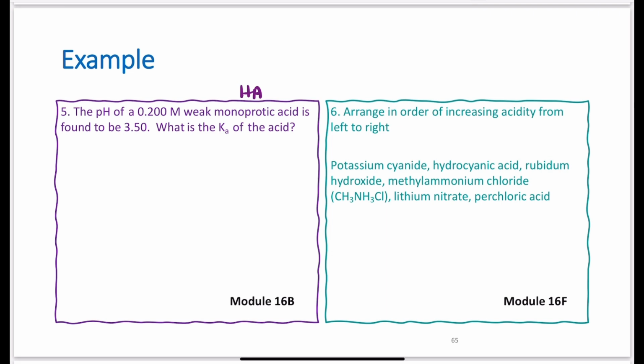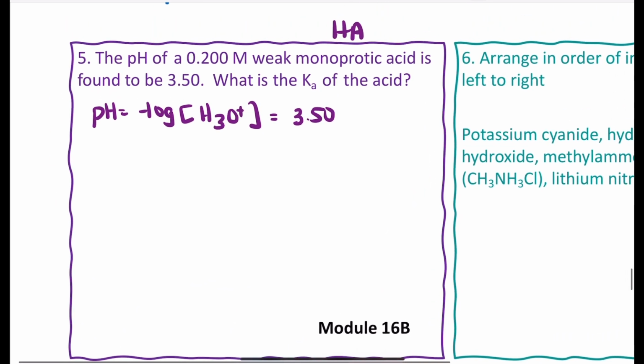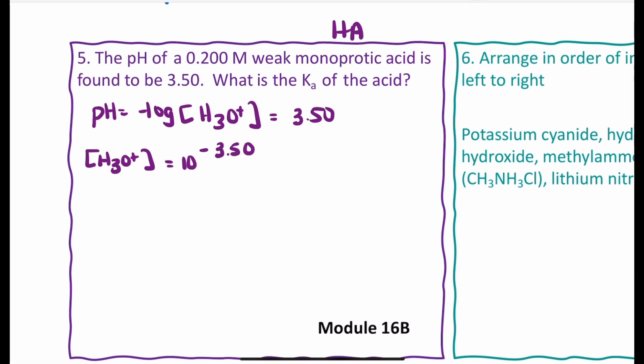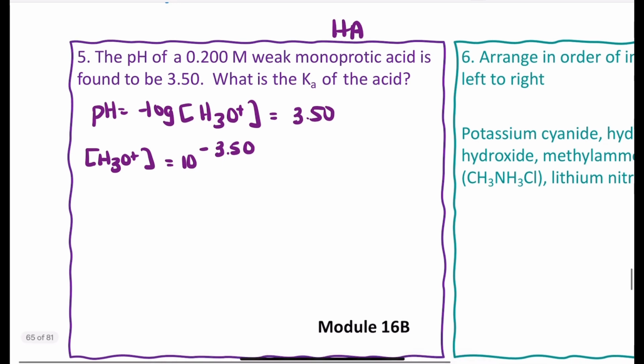If I have HA, and I know that the pH of the solution is 3.50, remember what pH means? pH is the negative log of the H3O+ concentration, which means that value equals 3.50. But that means I can undo that to find the concentration. Therefore, my concentration of H3O+ is equal to 10 raised to the negative 3.50, which is the same as 3.16 × 10^−4 molar.